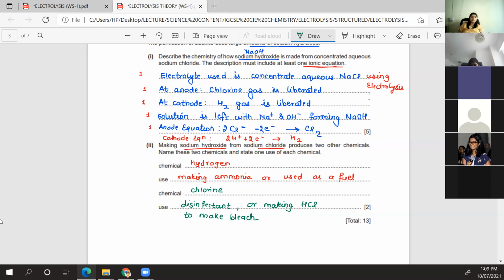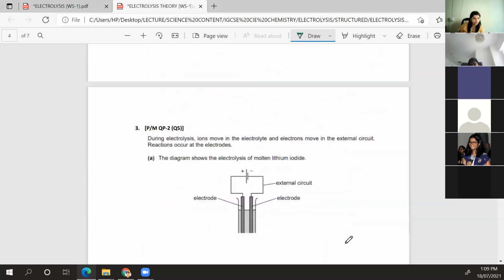Okay. So this was about question number 2. It's total 7 marks. 13 marks is actually, there is something else also. Okay. Any doubts till here? Can we go for the next question? Question number 3.